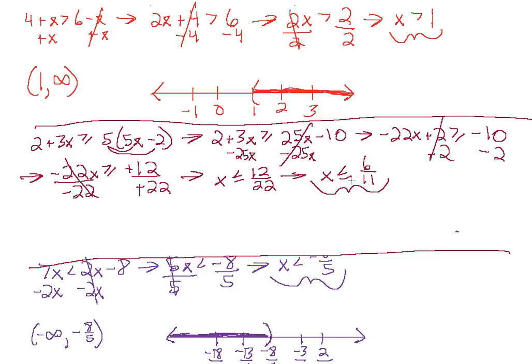In interval notation, we want all the values that are less than or equal to 6 over 11. So we're going to start all the way out to the left in negative infinity, and we want all the values up to 6 over 11, and the equal sign says we're going to include 6 over 11 in our solution set, so we're going to put a bracket here.